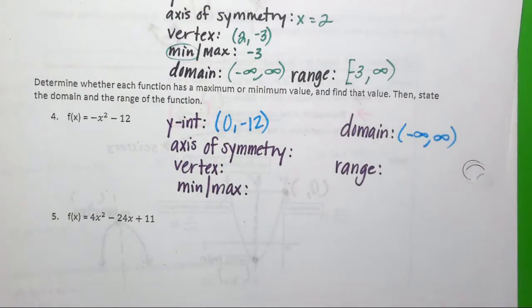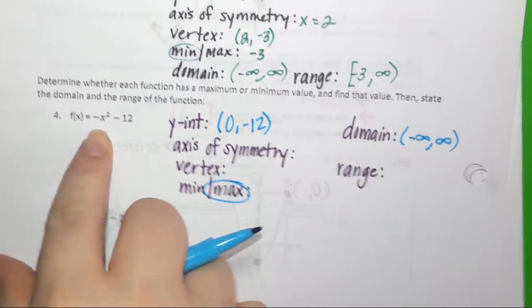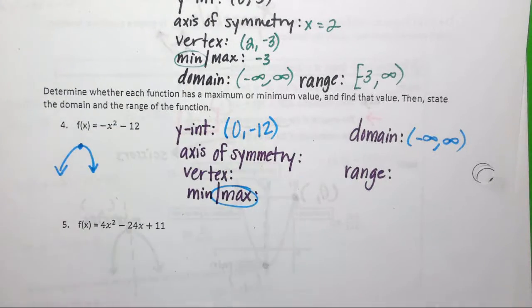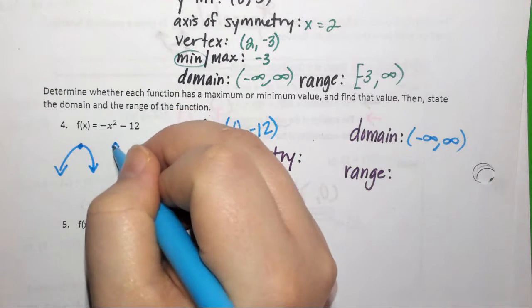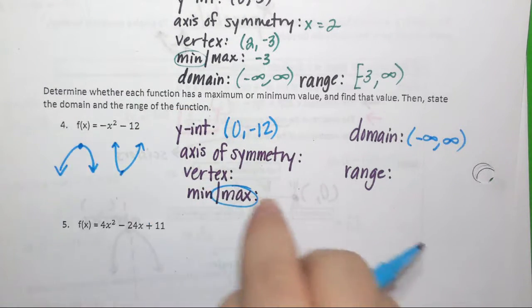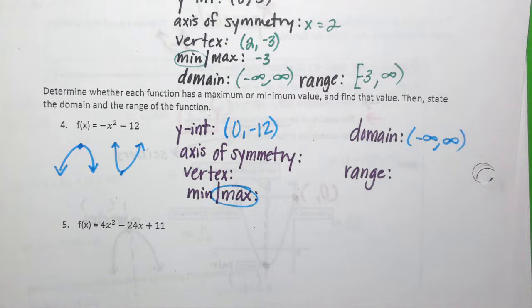It's a max, and that's actually something we automatically should know. I don't know if we went over this yesterday, but there's a negative in front. It's going to end up being like a mountain. It's going to face down. If it's a positive number in front of the x squared, it's going to end up being a min. So because it was a negative, I already knew it was a max.